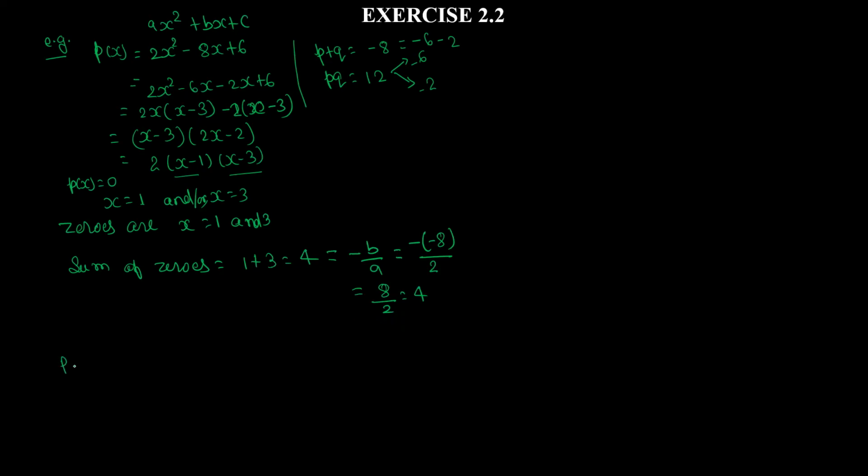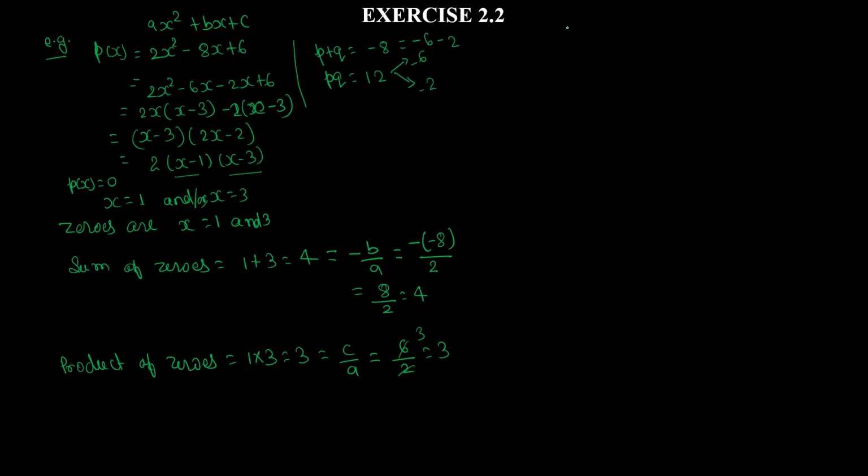Similarly, we'll have the product of zeros. Product of zeros means 1 multiplied by 3, that value is 3. This should be equal to c upon a. What is the c value? C is 6, a value is 2, so that is equal to 3. Like this, we have to verify the value also.